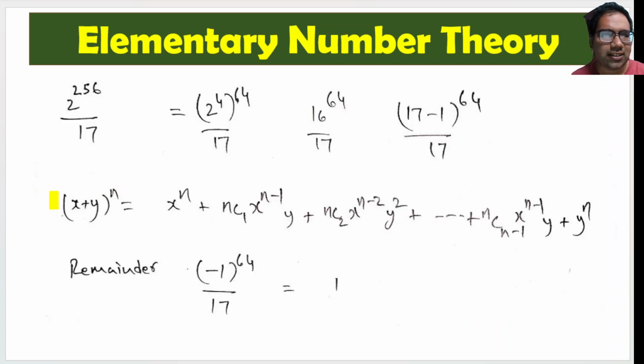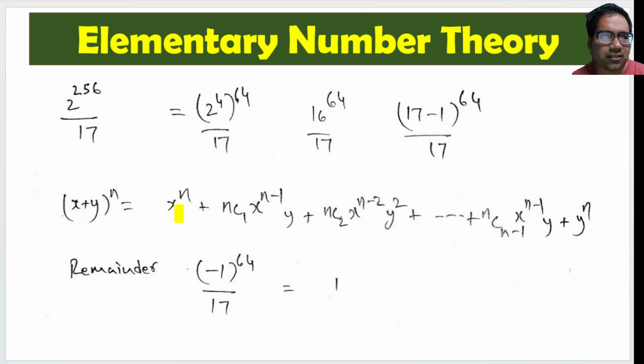(x + y) raised to the power of n, we can write it as x^n + nC1 x^(n-1) y + nC2 x^(n-2) y^2, and so on, up to nC(n-1) x y^(n-1) + y^n.